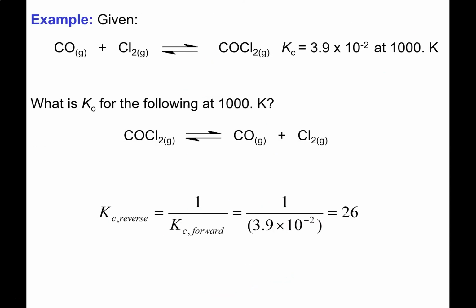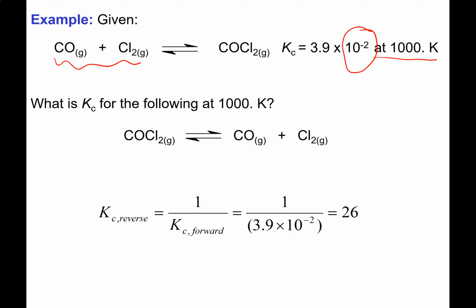So let's have a look at a problem. Now we've recognized that the equilibrium constant for the reverse process is simply the inverse of the equilibrium constant for the forward process. So here we go. Carbon monoxide plus chlorine is in equilibrium with COCl2, and the concentration equilibrium constant for the forward process is 3.9 by 10 to the minus 2, and this is at a fairly high temperature of 1000 K. So it's going to be mostly reactants, because this is a pretty small number. There's going to be some products present, but it's definitely going to favor the left-hand side.